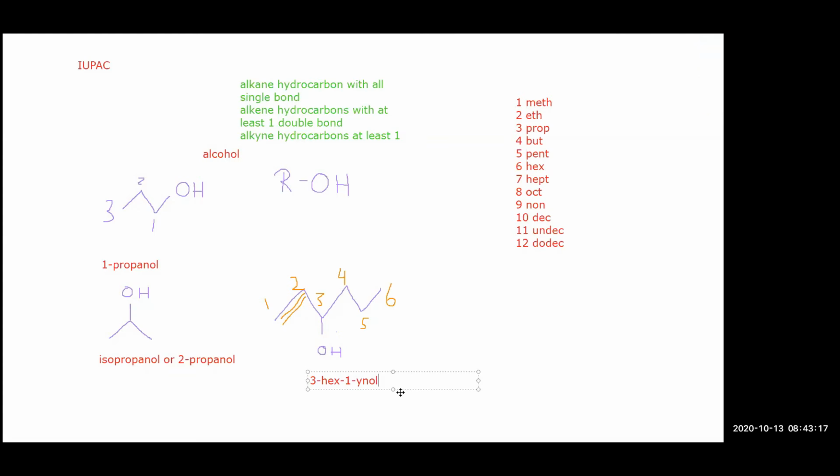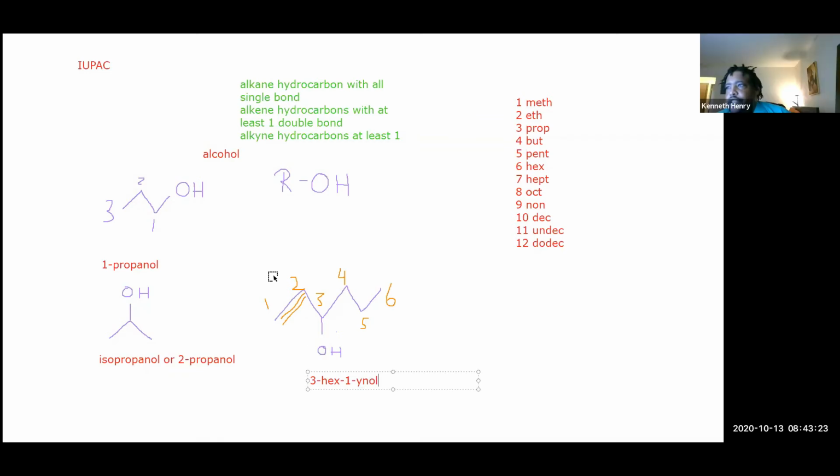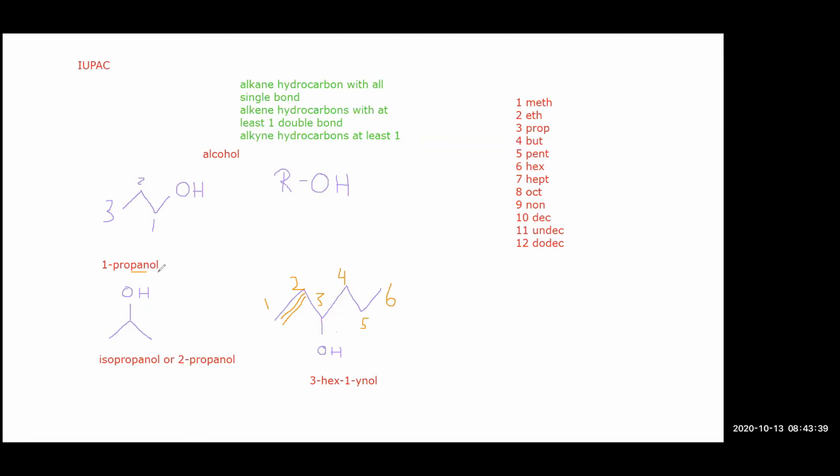Sure. So why is it YN instead of YNE? Like, do you just throw away the E? Since there's an E, you don't put the E, you put the OL. The OL is going to take its place, just like when we talked about propanol. Propane normally ends with an E, we just drop that E and put an OL. Okay?